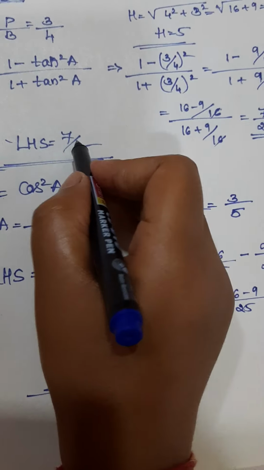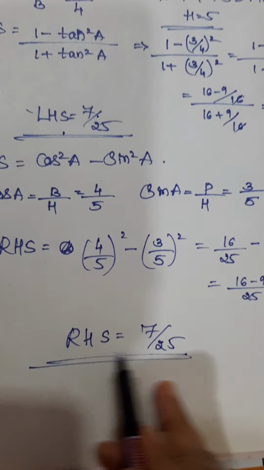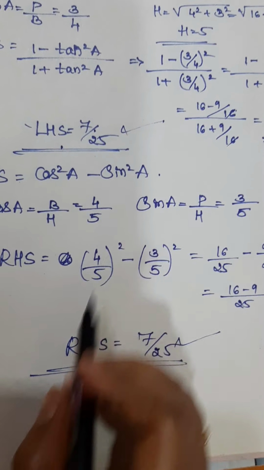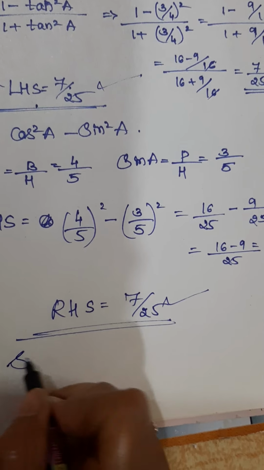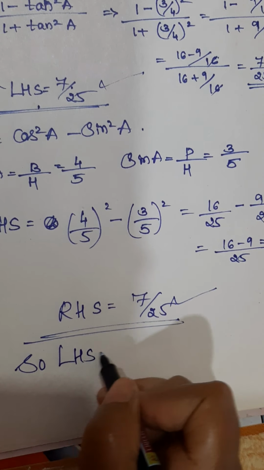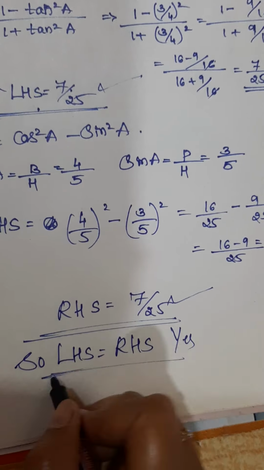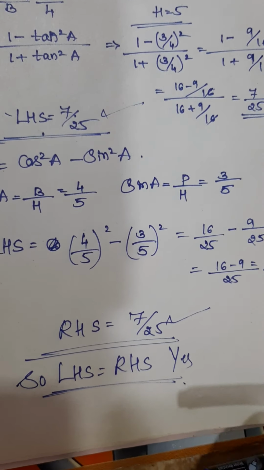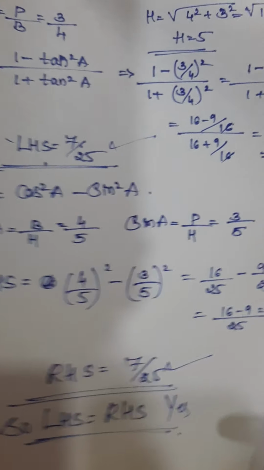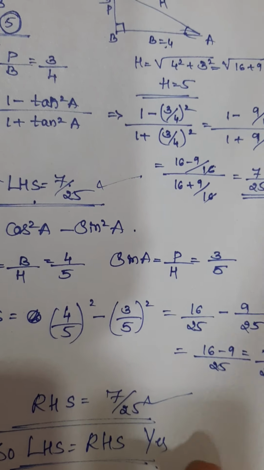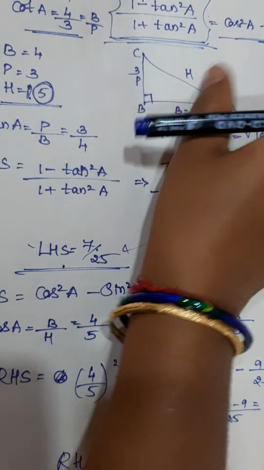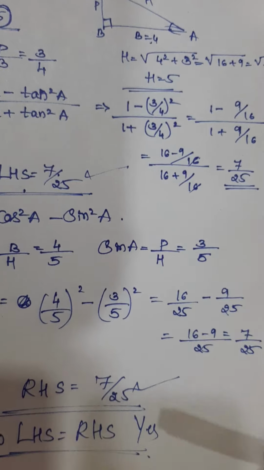So LHS is equal to 7 by 25 and RHS is equal to 7 by 25. So by this, LHS is equal to RHS and it's our correct relation. We checked whether these two are equal, and yes, they are equal to each other.